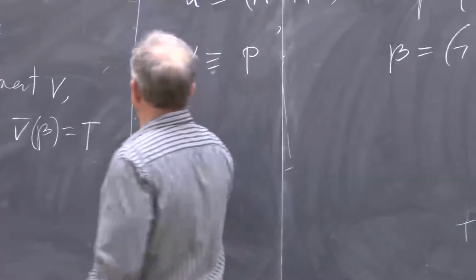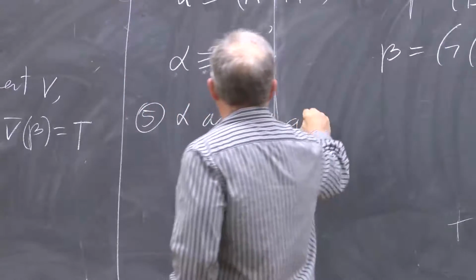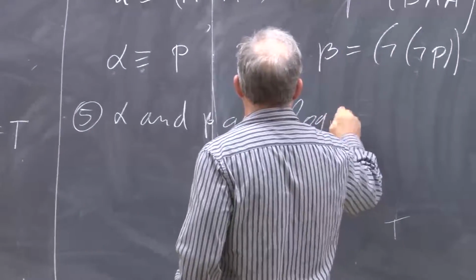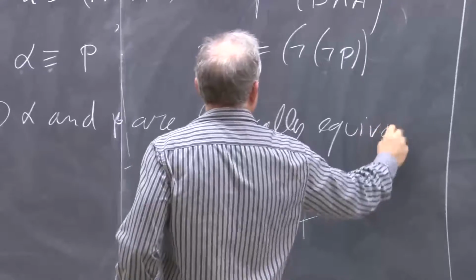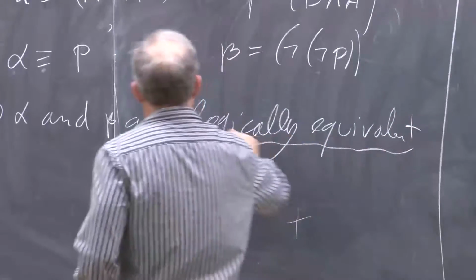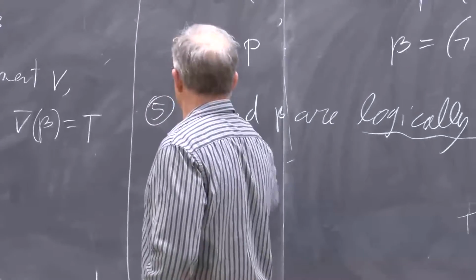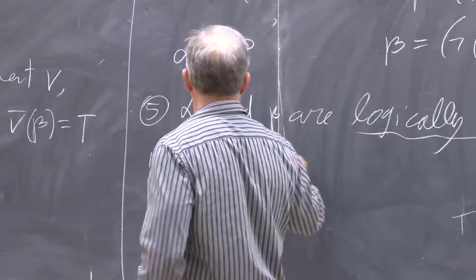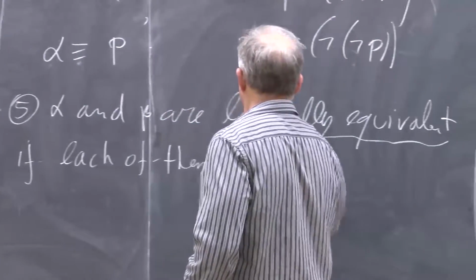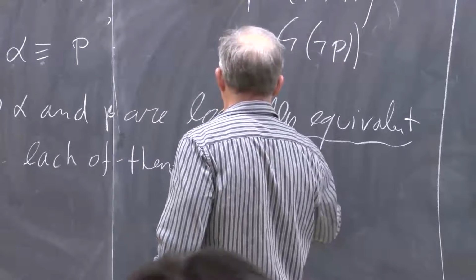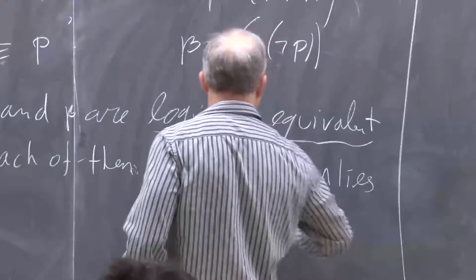So let's call it 5. We say that alpha and beta are logically equivalent if each of them logically implies the other.